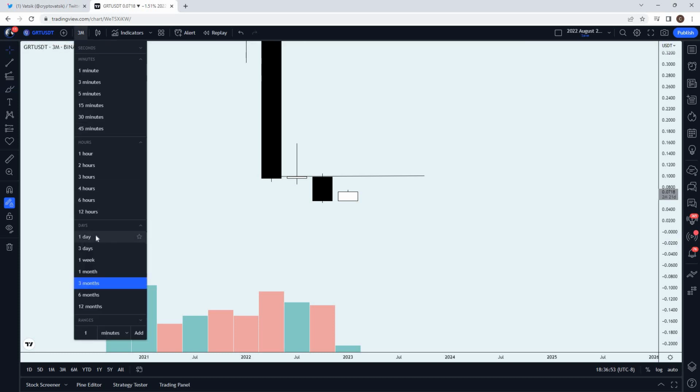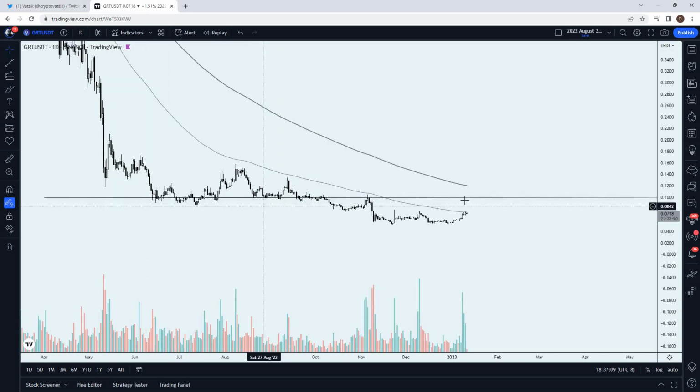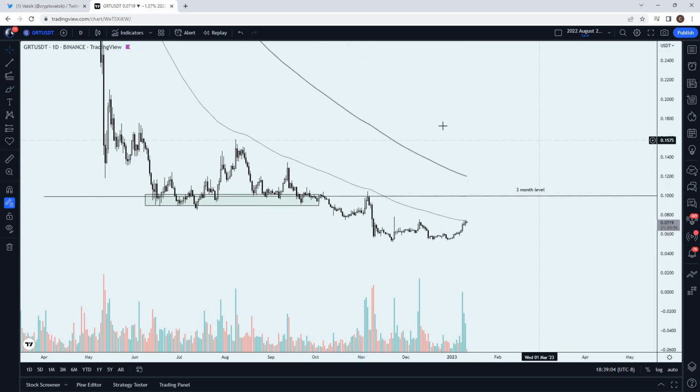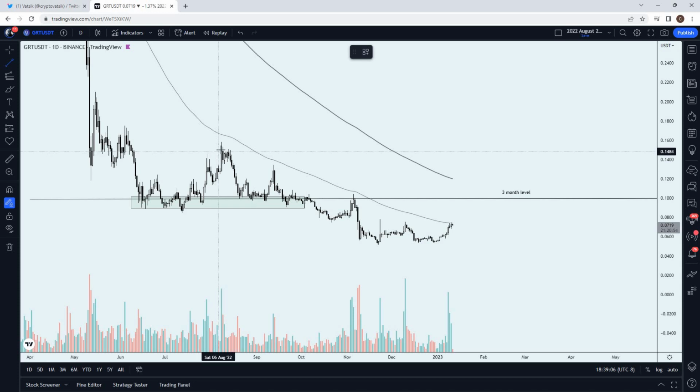Let's drop back down to the daily now. Okay, so you can see that 3-month level that we've marked out here. We'll just label it. Okay, so right off the bat, this 3-month level you can clearly see was an area of demand for quite some time. This was all the way back from June up until just around October, until of course it was lost and then rejected.